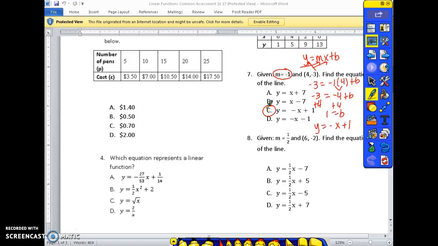I'm going to do the same thing for 8. Negative 2 equals 1/2 times 6 plus b. Half of 6 is 3. Subtract 3. My y-intercept is negative 5. So y equals 1/2 x minus 5. That is C.